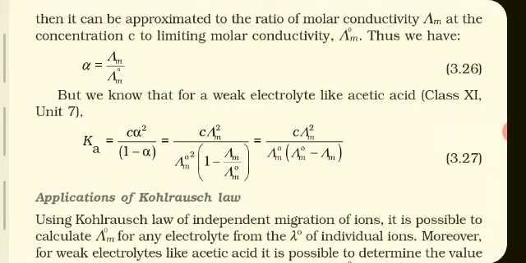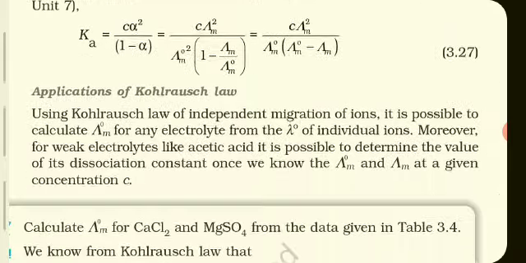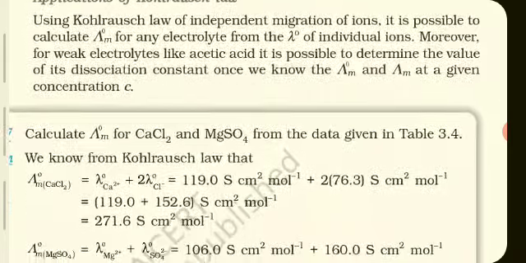So if we solve the denominator, we will get dissociation constant K is equal to C lambda m square divided by lambda m0 multiplied by lambda m0 minus lambda m. Now what are the applications of Kohlrausch law?